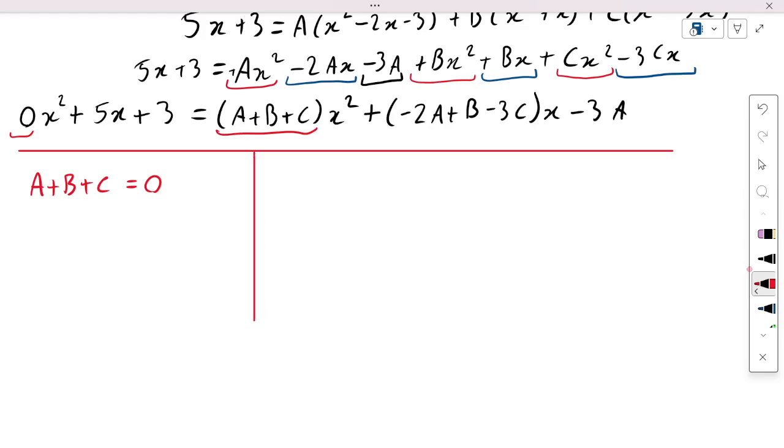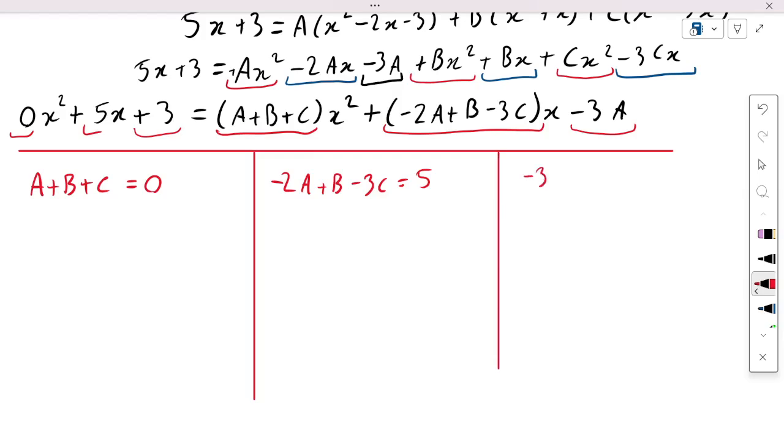Now the second side is going to be where 5 is going to be equal to all of this, represented by x. So we're going to have negative 2a plus b minus 3c is equal to 5. And then the negative 3a is equal to positive 3. That's the other one. So we're going to have negative 3a, which is equal to positive 3.